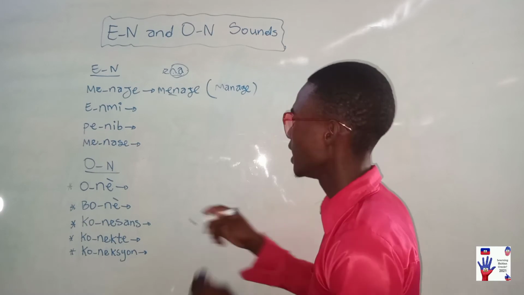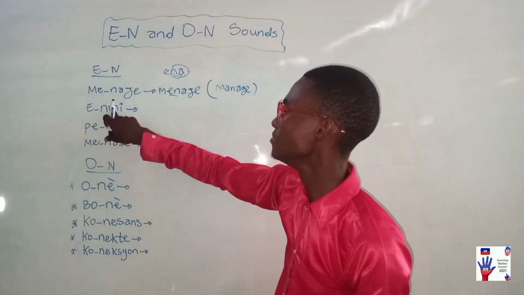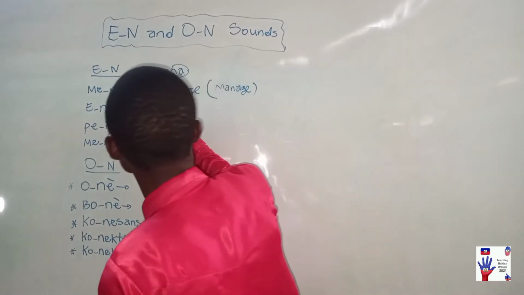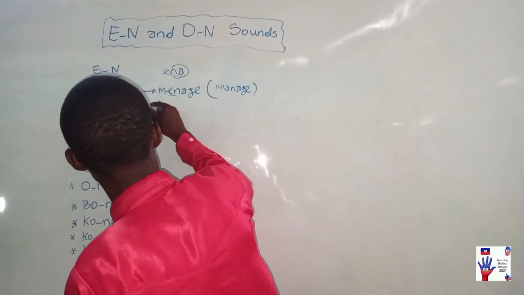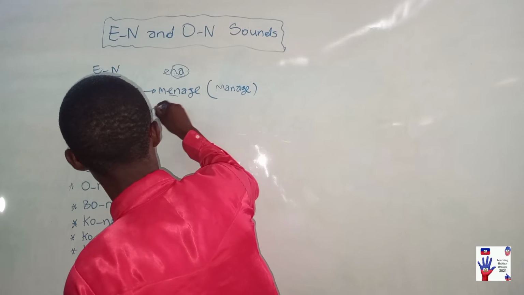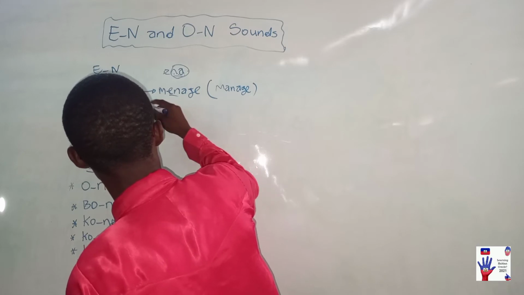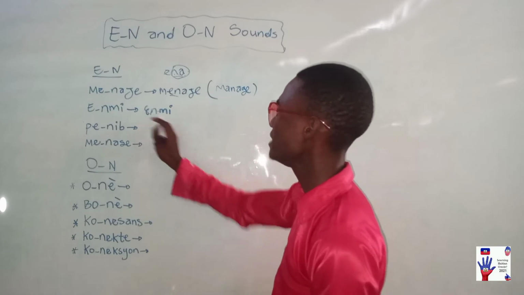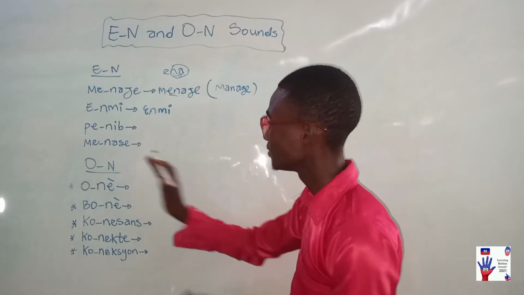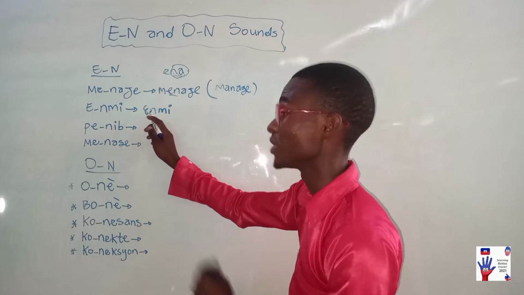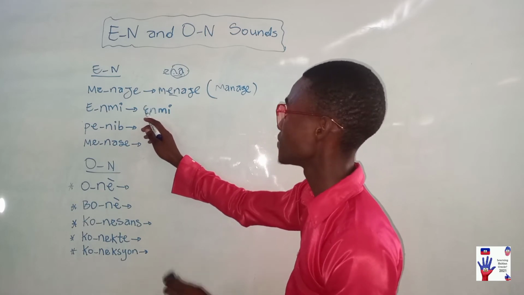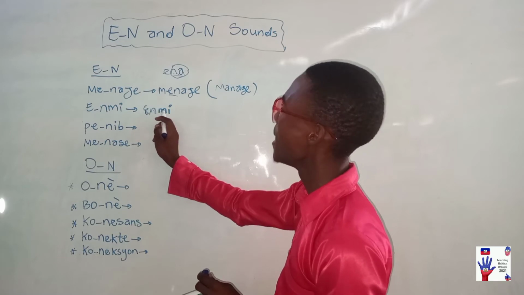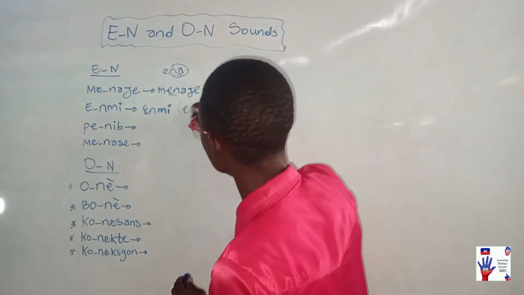Okay, ménager, manage. And here we have ennemi. We don't say Amy. Let's drop the hyphen and see how we pronounce it. This is not Amy. In these cases, they will be pronounced as separate letters. We don't say Amy, we say ennemi, which means enemy.